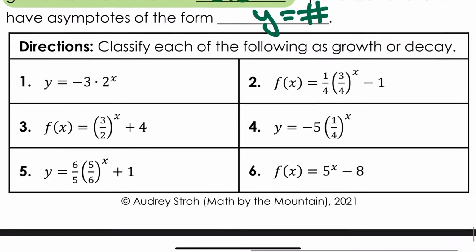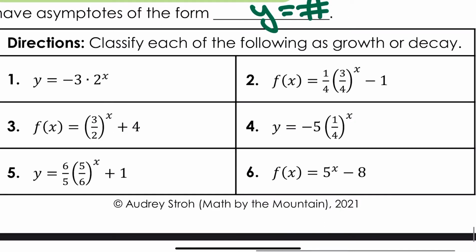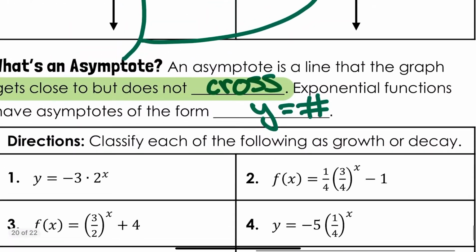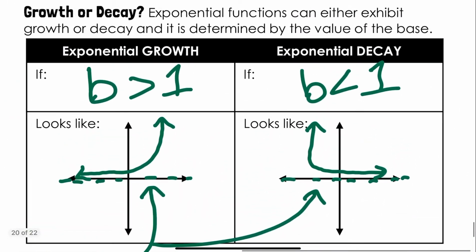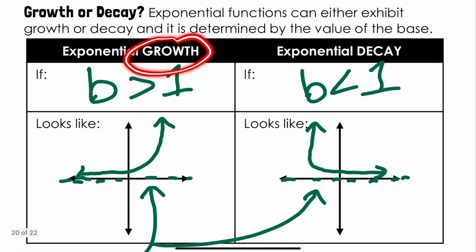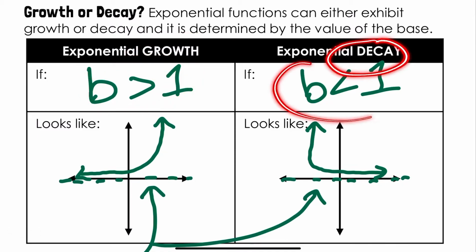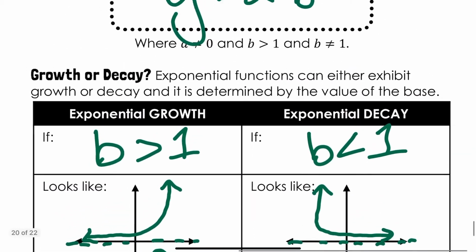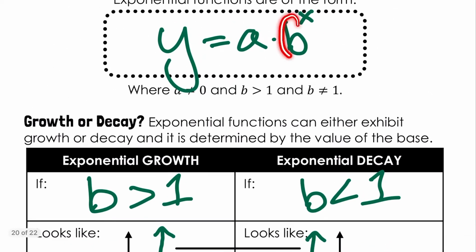Okay, so I got some directions down here. Classify each of the following as growth or decay. So once again, we're just going to go to the top of these notes here. If it's growth, our b is going to be greater than 1. If it's decay, our b will be less than 1. Keep in mind that your b will be your base. That is the number that has the x attached to it. Whatever number has x attached to it will be your b.